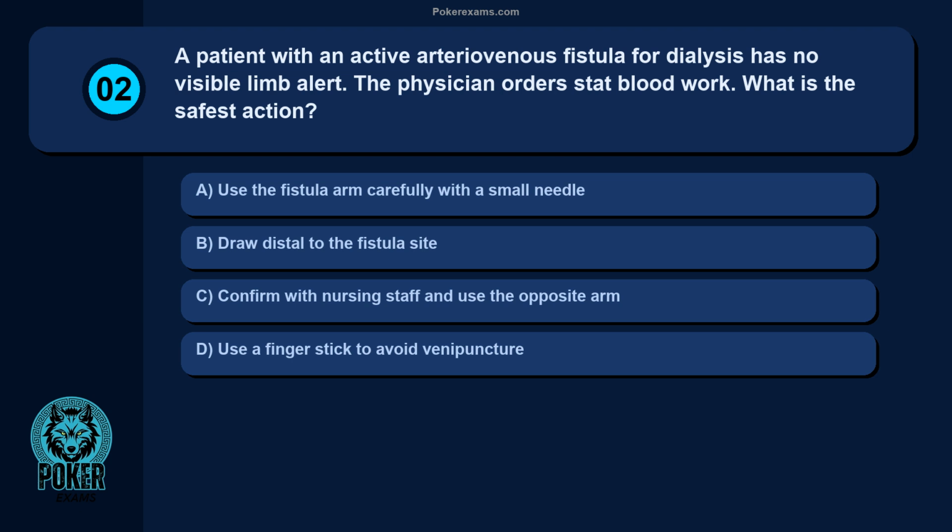Use the fistula arm carefully with a small needle. Draw distal to the fistula site. Confirm with nursing staff and use the opposite arm. Use a finger stick to avoid venipuncture.